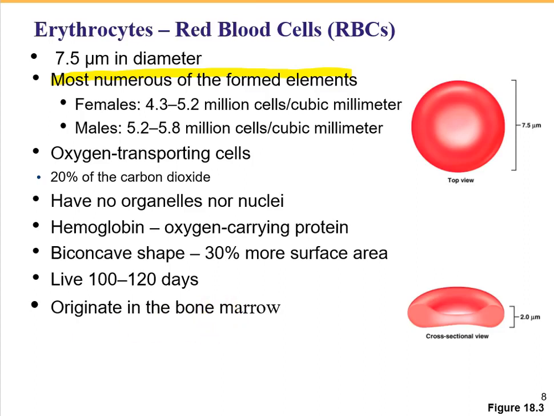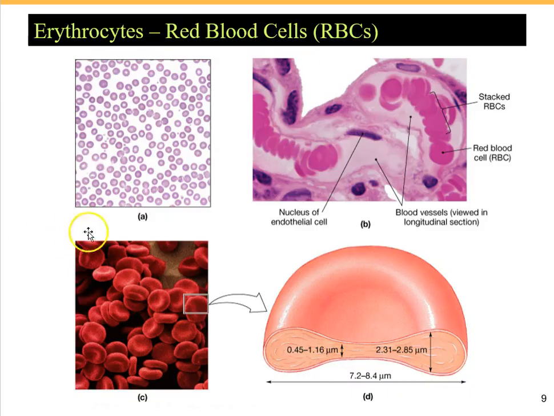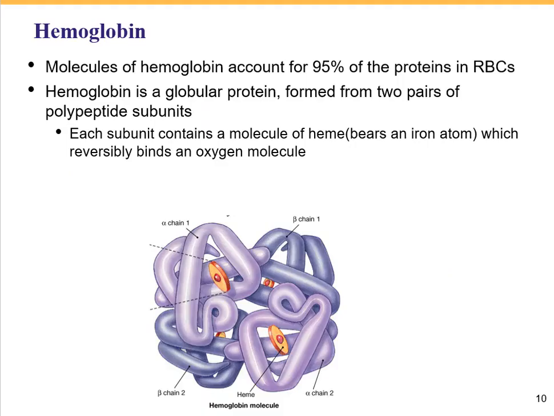Speaking about red blood cells, as you can see in this picture of a blood smear, you can easily find the red blood cells as they look like round, pinkish or reddish cells. And in this picture, you can see how these cells are biconcave, which gives them more surface area. Let's talk about hemoglobin a little bit more.